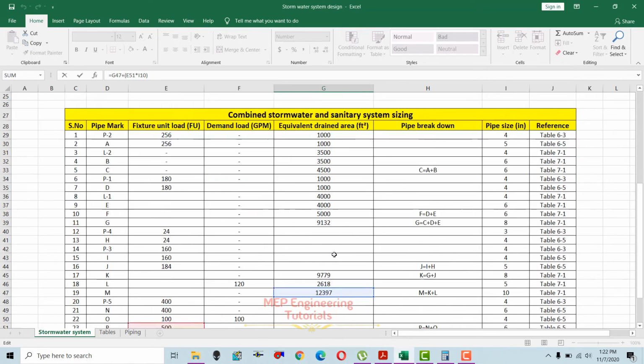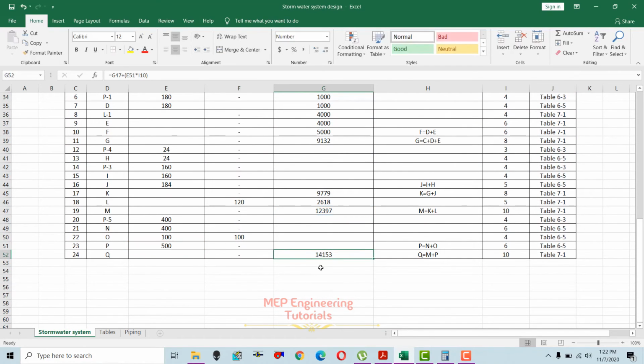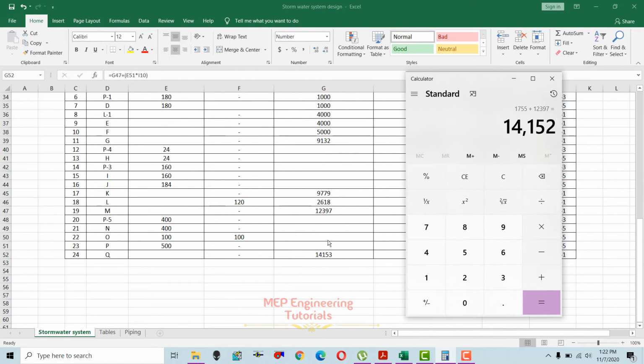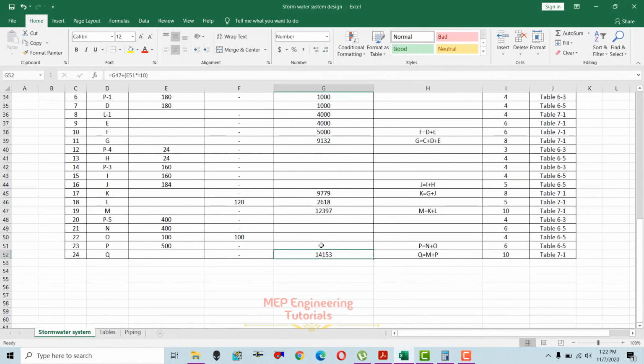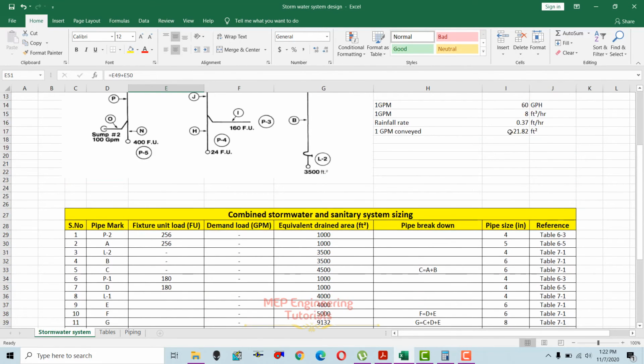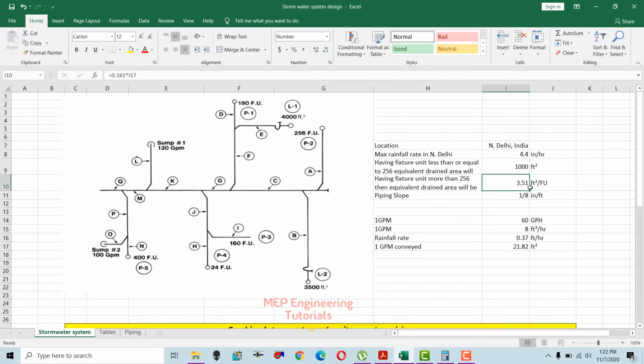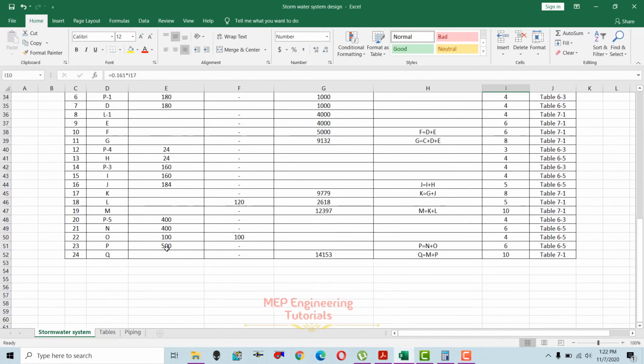You can see in here this equivalent drained area at point Q is 14,153, 14,152 or 14,153 here, which we have calculated here because we have the equivalent drained area directly in here, but this fixture unit we need to convert into equivalent drained area. So 500 fixture units, we know that is 3.51 square feet. Since we have 500, so 500 into 3.51, total 1700 something plus this one. So total is 14,153.